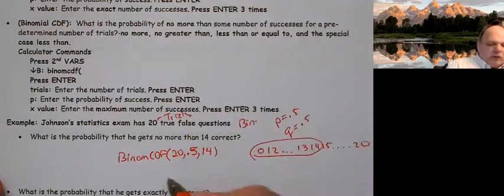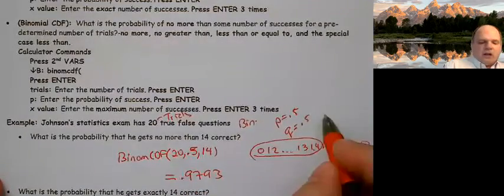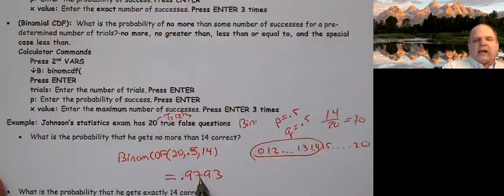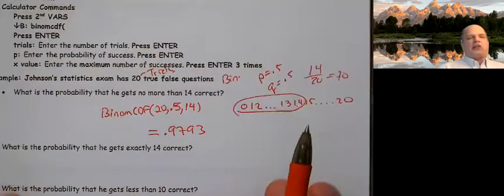Now that's kind of interesting, because let's think about this. If he gets 14 right, 14 out of 20 is a 70. So there's about a 98% chance that if he guesses, he's going to make a 70 or lower on that test. All right, so he better study it. Otherwise, not likely to pass it.